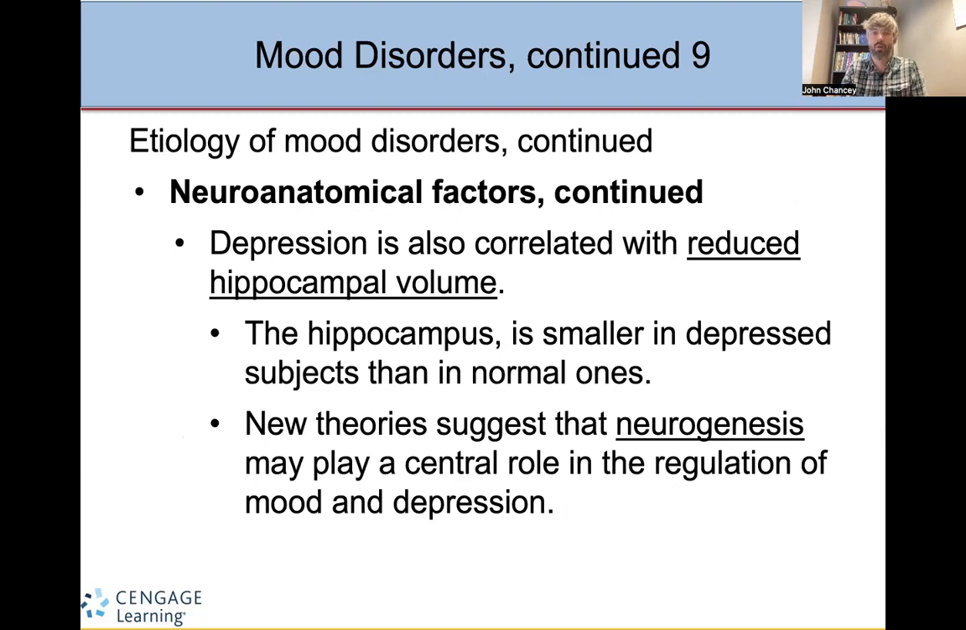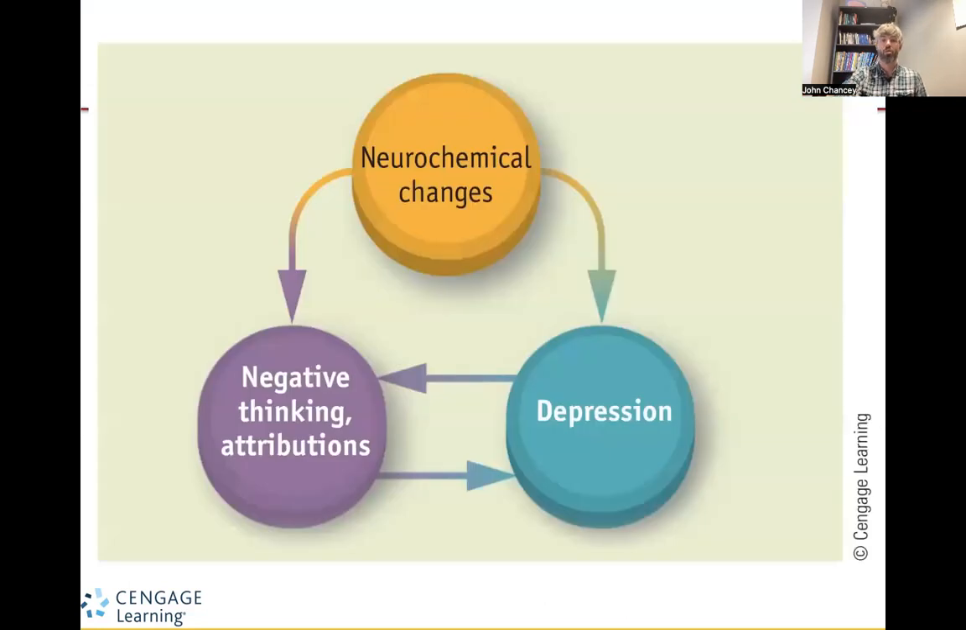The hippocampus, remember, is the part of our brain that is responsible for explicit memories, and it tends to be smaller in depressed individuals compared to people who are not. And so there are some theories out there pointing out that maybe this idea of neurogenesis, of growth of neurons, may play a central role in regulating mood and depression. Perhaps if we could promote neurogenesis, maybe this would reduce depression in some individuals.